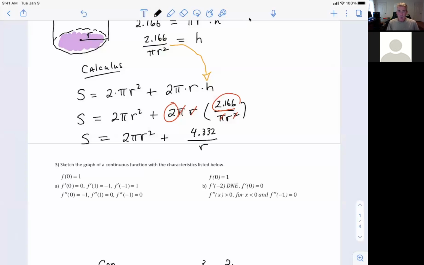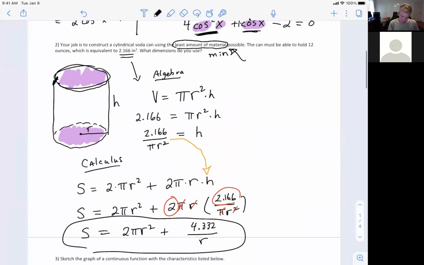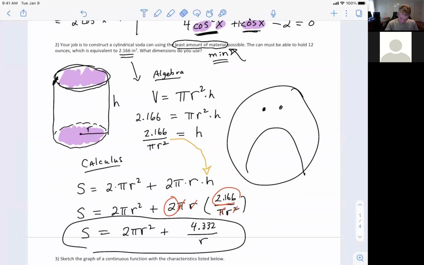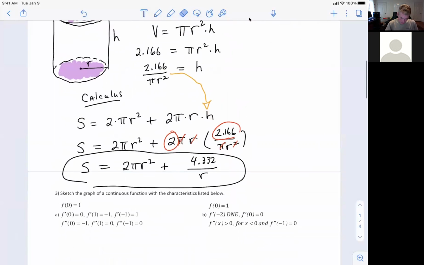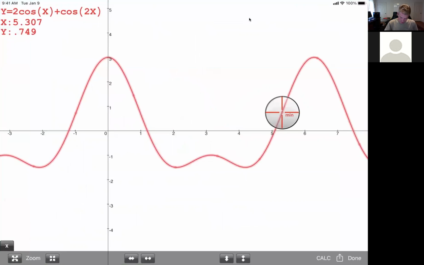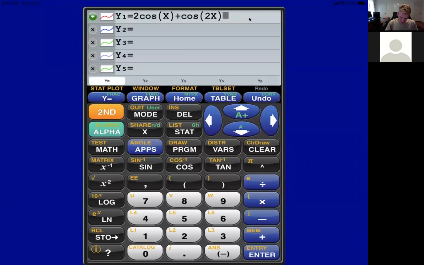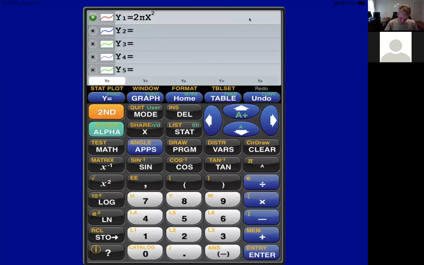So sometimes what I like to do is take a break before I take the derivative and actually graph this function and see, does it actually have a minimum? Because if it doesn't, if the graph looks like this and it only has a maximum, that means that I did it wrong. So I want to graph it. So 2 pi r squared plus 4.332 over r. Except with this calculator, I can't use r. It's going to be 2 pi x squared and then plus 4.332 divided by x.